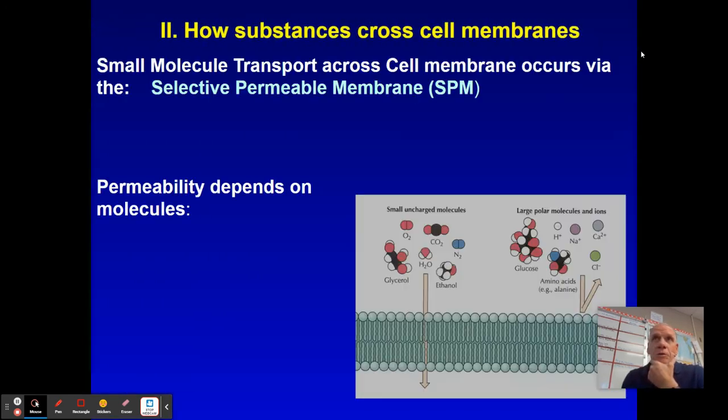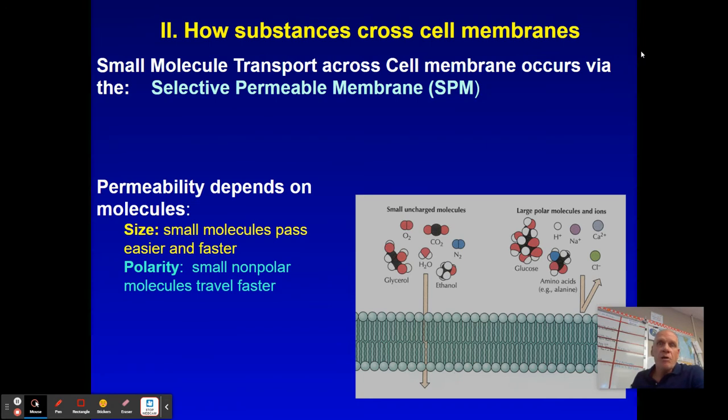All right, so first of all, we're going to be talking about the plasma membrane, which is a selectively permeable membrane, SPM. So whenever you see SPM, we're talking about a selectively permeable membrane. And permeability depends on four major factors. Factor number one is size. Small molecules pass easier and faster. Number two is polarity. Small nonpolar molecules travel faster.